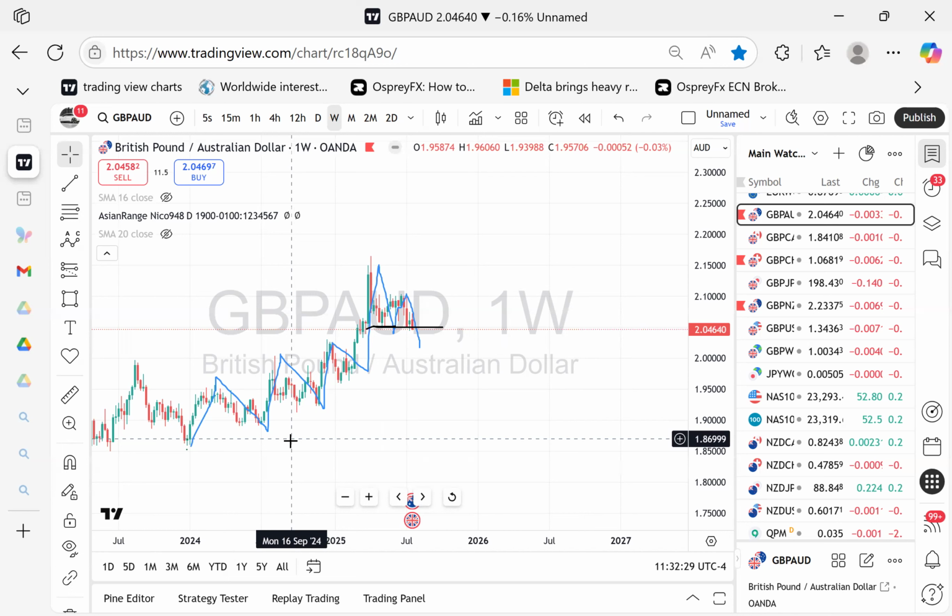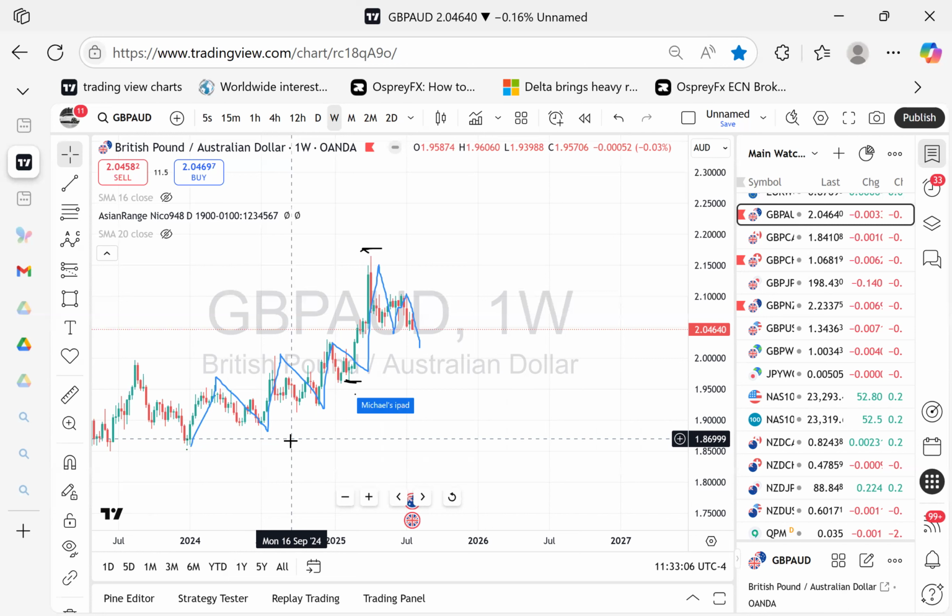Mike, I have a problem with that. Why is that your change of character? Where is your swing low, according to your drawing? This is a swing low. Swing high. Okay, so where's your change of character? Should be here.